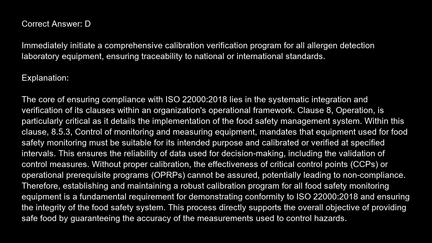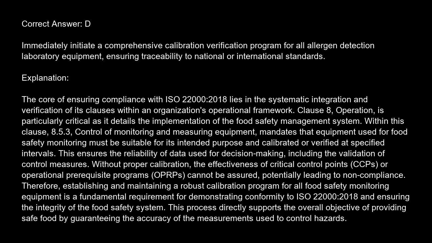Explanation: the core of ensuring compliance with ISO 22000-2018 lies in the systematic integration and verification of its clauses within an organization's operational framework. Clause 8, Operation, is particularly critical as it details the implementation of the Food Safety Management System. Within this clause, 8.5.3, Control of monitoring and measuring equipment, mandates that equipment used for food safety monitoring must be suitable for its intended purpose and calibrated or verified at specified intervals. This ensures the reliability of data used for decision-making, including the validation of control measures.